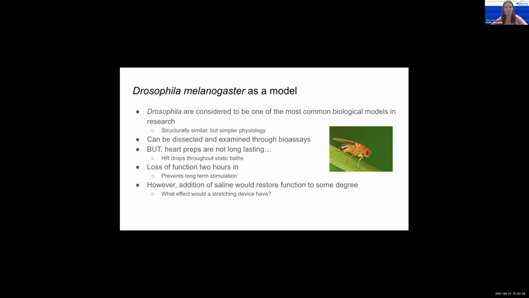However, we quickly run into the issue that heart preps are not long-lasting, and when we examine a heart prep in a static bath, the heart rate is going to drop throughout. In fact, we see a devastating loss of function about 2 hours in, which is going to prevent the use of long-term stimulation. What's really interesting, though, is that we see a partial restore of function with the addition of saline, which brings the question of what effect a stretching device would have on the maintenance of heart rate, because the saline is being administered through a syringe via this kind of flushing movement of the bulb.